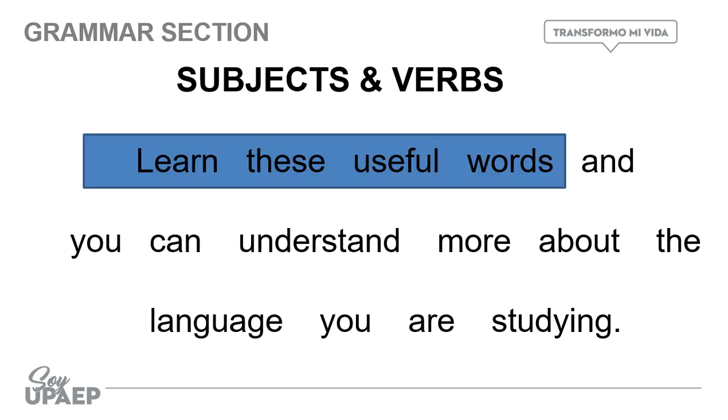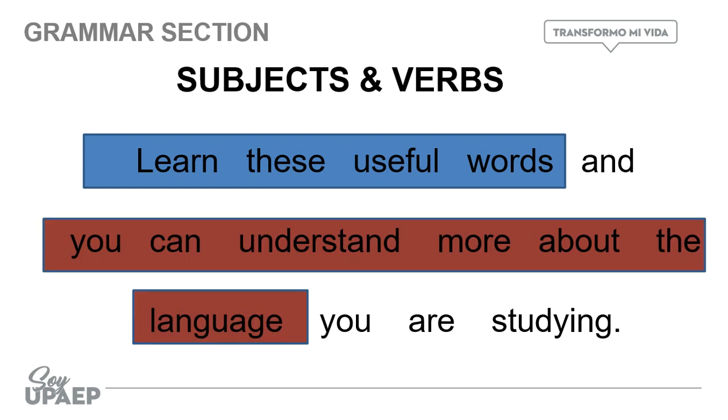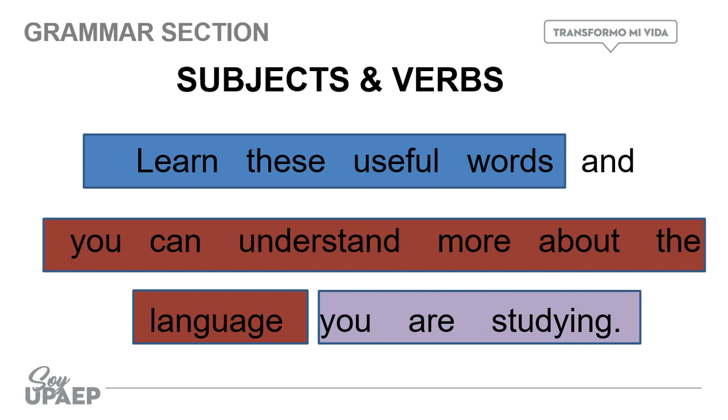The first one, learn these useful words. The second one, understand more about the language. And the third one, you are studying. If you notice, the first and the second sentences are put together by the conjunction and. And the second and the third sentences are put together by an invisible that. In a normal situation, it would say, you can understand more about the language that you are studying. So this is an omitted that. It can be omitted. Okay?